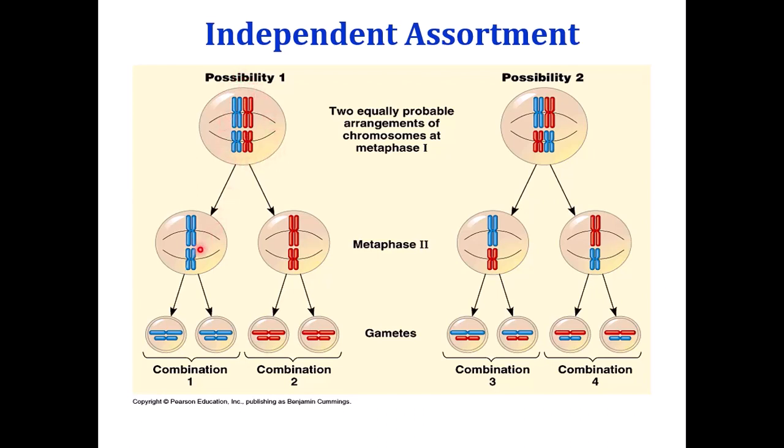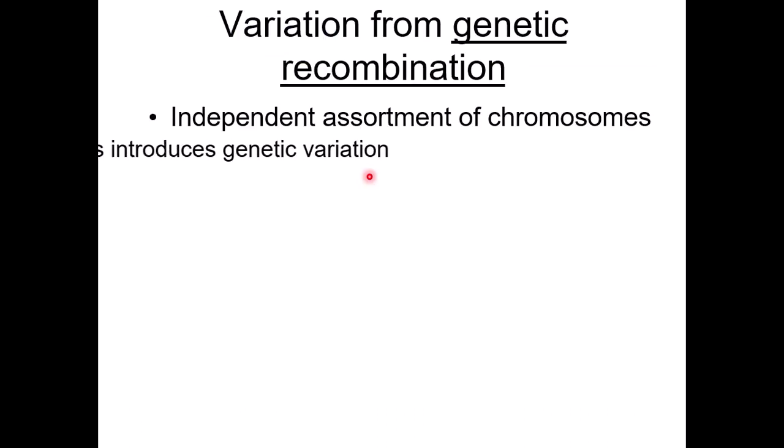Then we have independent assortment, where homologous chromosomes aligned at the equator can separate during anaphase in two different ways. This depends on the formation of the spindle fibers, because the spindle fibers pull them apart. Here we have two blues that have moved to one side and two reds to the other side. It can also happen another way, where a blue and a red move to one side and the other blue and red move to the other side. These two possibilities give genetic variation in meiosis.